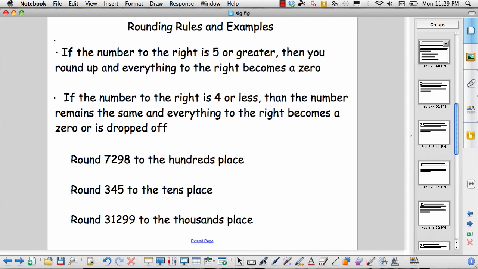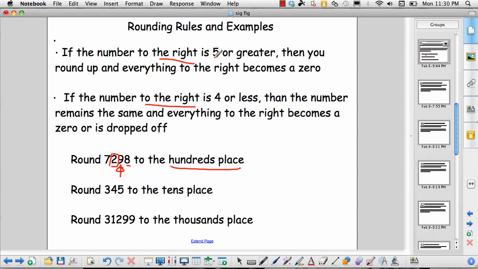In our first example, we have the number 7,298. They're asking us to round this to the hundredths place. So let's go take a look. This is my ones, here's my tens, and here's my hundredths place. So the 2 is in the hundredths place. So this is the number that I'm either going to change or keep the same. Now, what we want to do is take a look at the number to the right of that 2. The number to the right of the 2 is a 9.